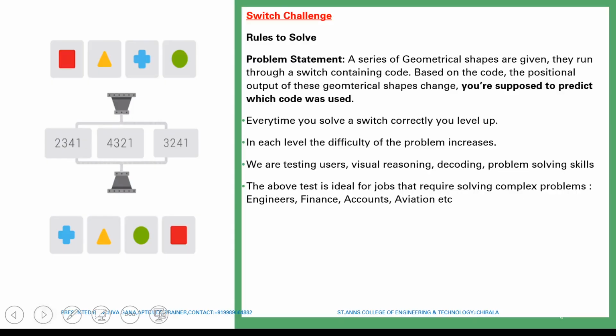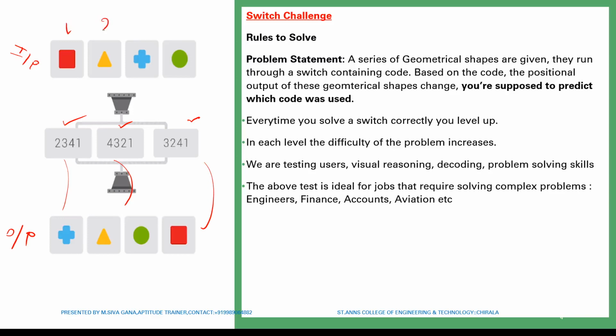Let us see the switch challenge. Based on this input, you need to identify the code of this output. You need to drag either 1, 2, or 3, either this one or this one or this one. If it is correct, it is unlocked to the next level. You have to do it as quickly as possible with accuracy, so that you will answer all the sub games of this particular switch challenge. Now how to answer?